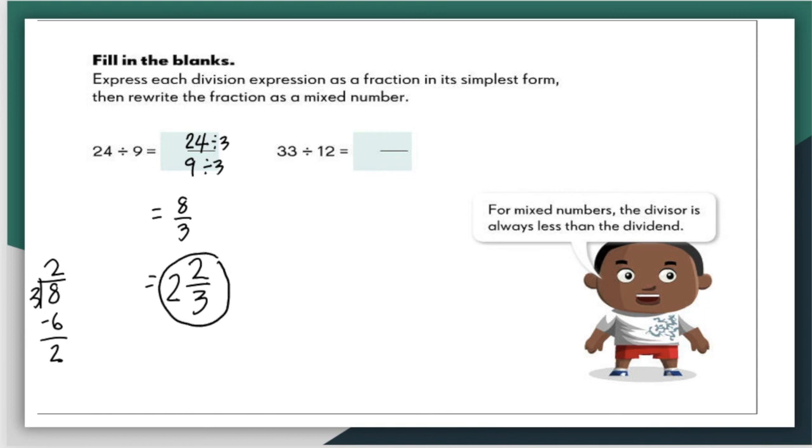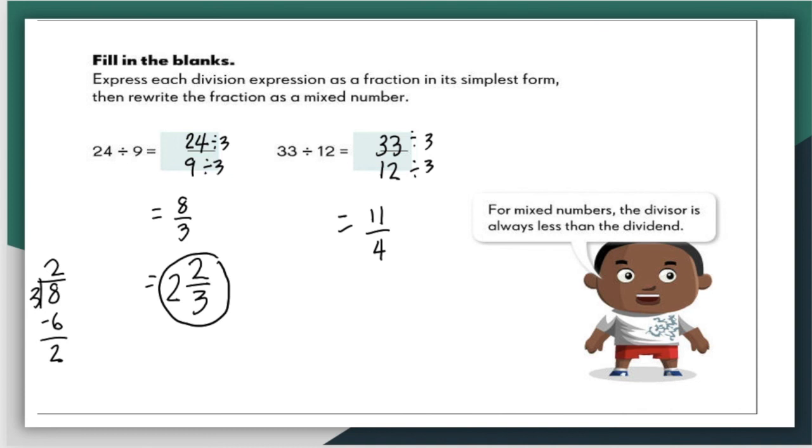Now let's go to the last example. 33 divided by 12 in fraction form is 33 over 12. The numerator and the denominator still have a common factor, which is 3. So let's divide each by 3. So dividing them, we'll get 11 over 4.